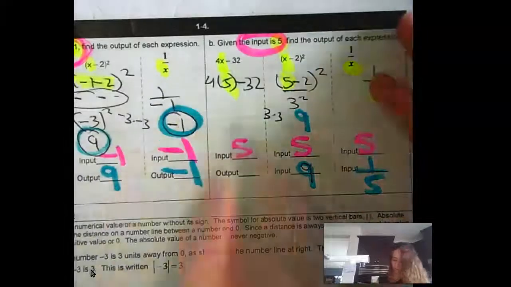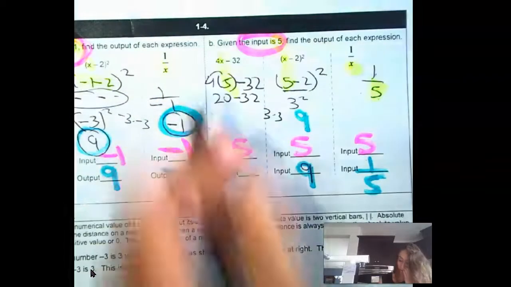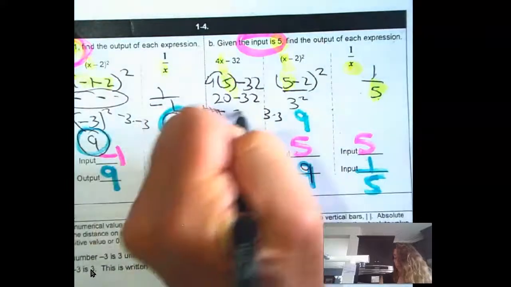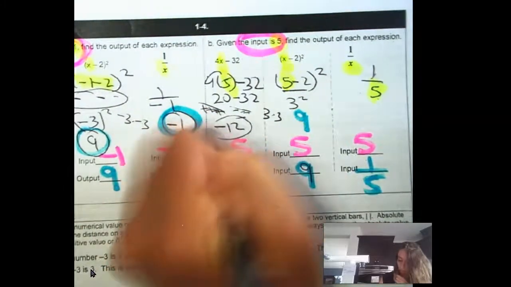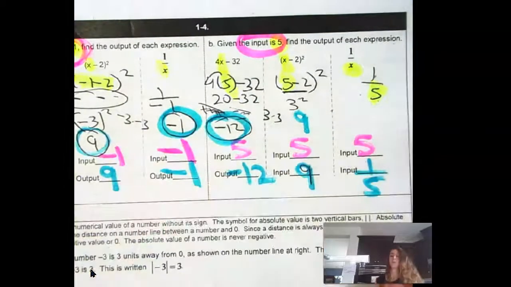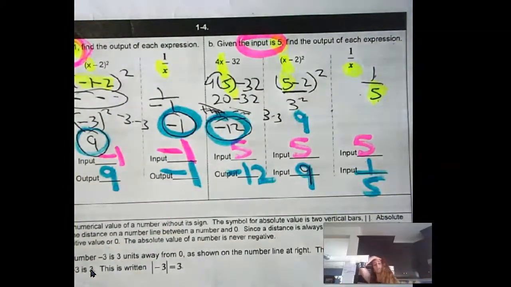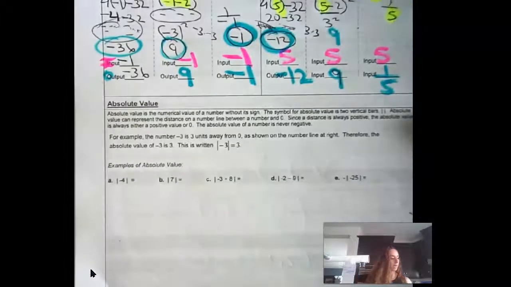Let's go to this one. 4 multiplied by 5, 20. Minus 32. A lot of pluses, a lot of minuses. Some will cross off. You'd be left with negative 12. That is my output. Okay? Input, in, output, out. Okay, the last thing you're going to learn about is something called absolute value.